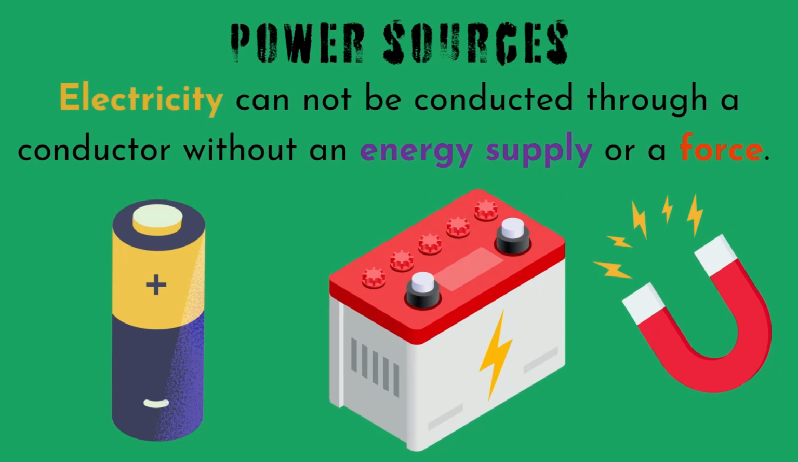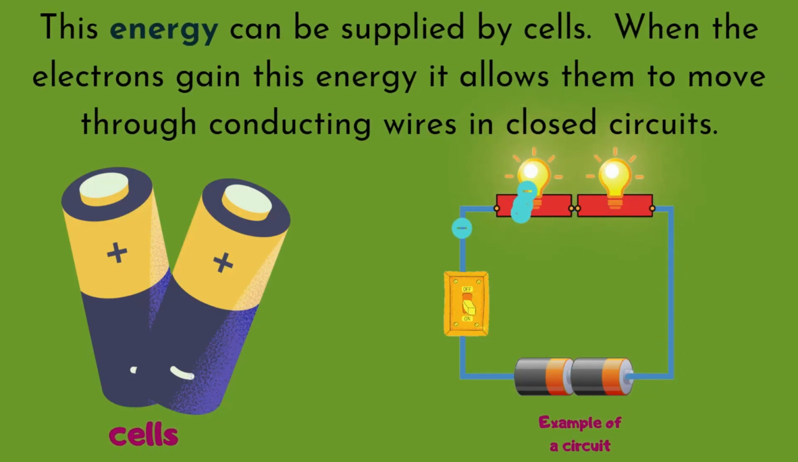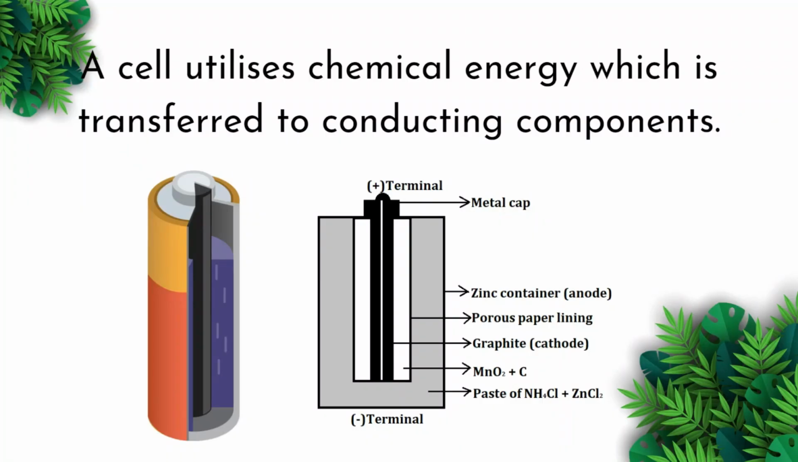Power sources. Electricity cannot be conducted through a conductor without an energy supply or a force. This energy can be supplied by cells. When the electrons gain this energy, it allows them to move through conducting wires in closed circuits. A cell utilizes chemical energy, which is transferred to conducting components.